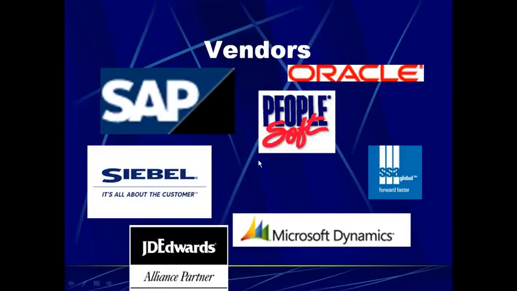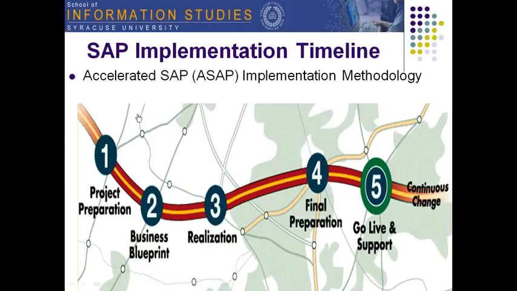Now we are going to see the competitors for SAP in the market from the ERP side. These are the competitors like Oracle, PeopleSoft, JD Edwards, everything. But whatever it may be, SAP is the top ERP vendor. As I told, it captured almost more than 50% of the market.